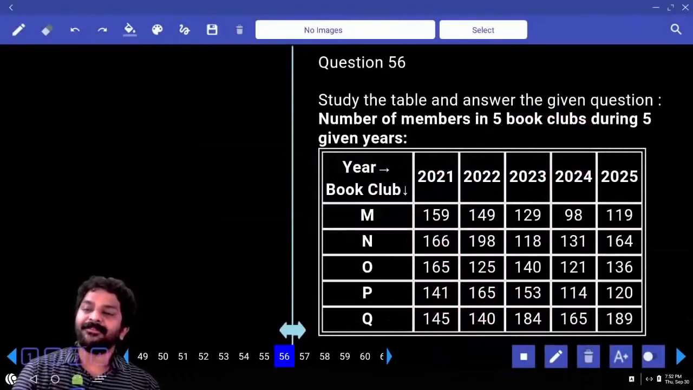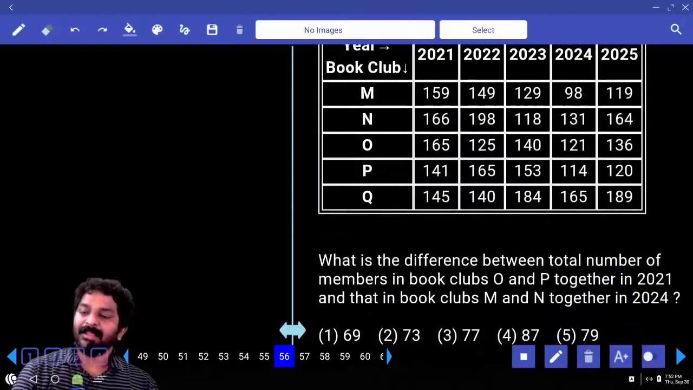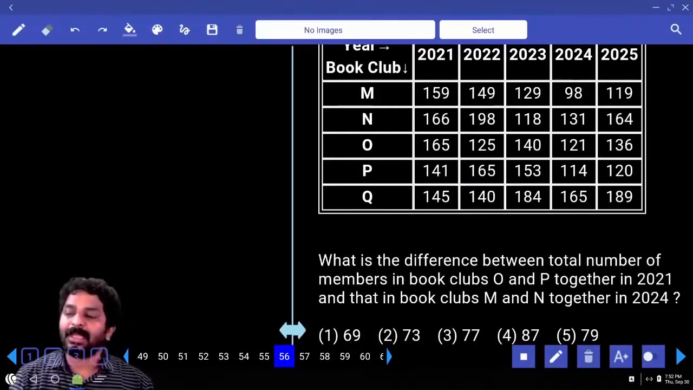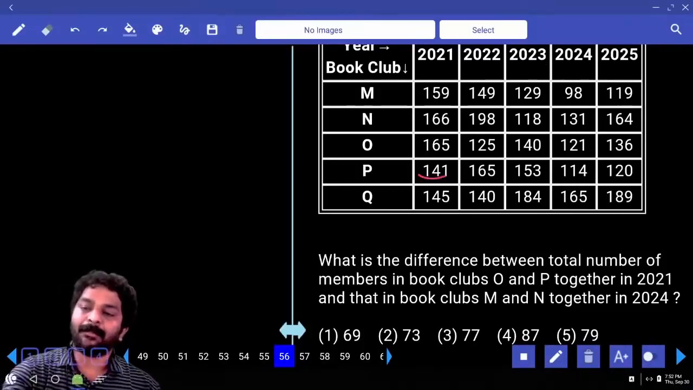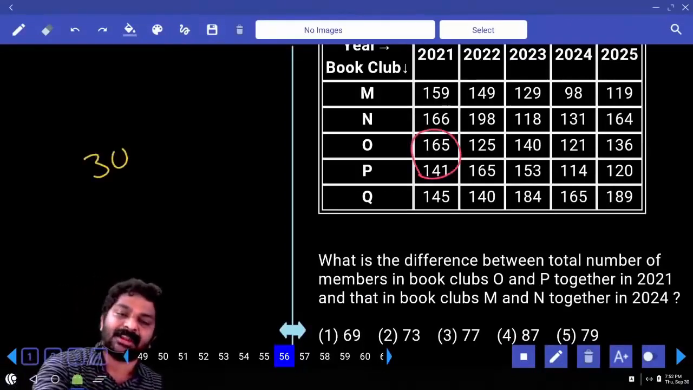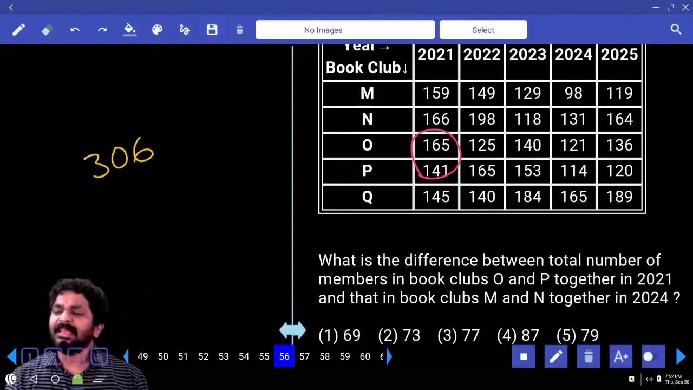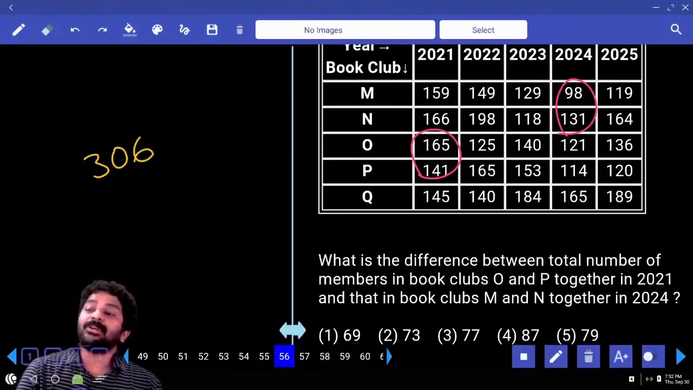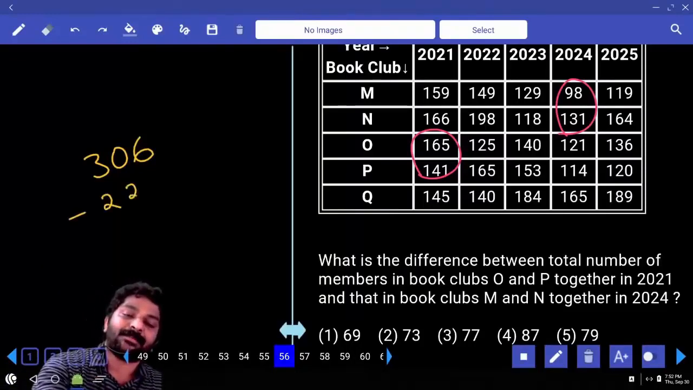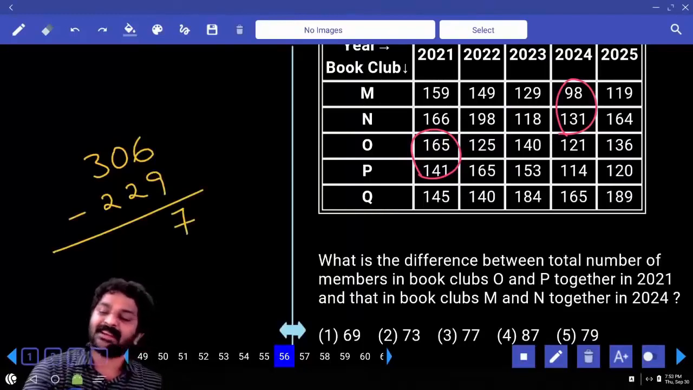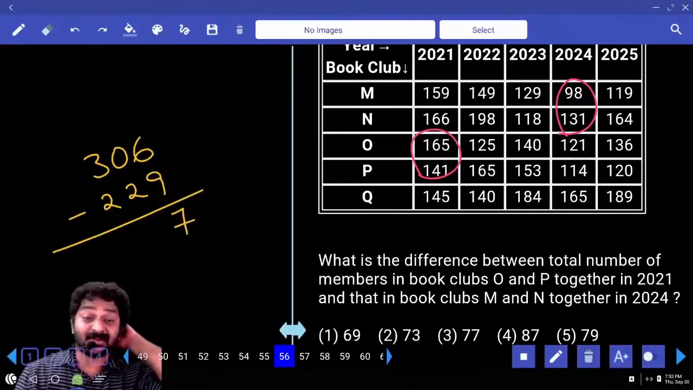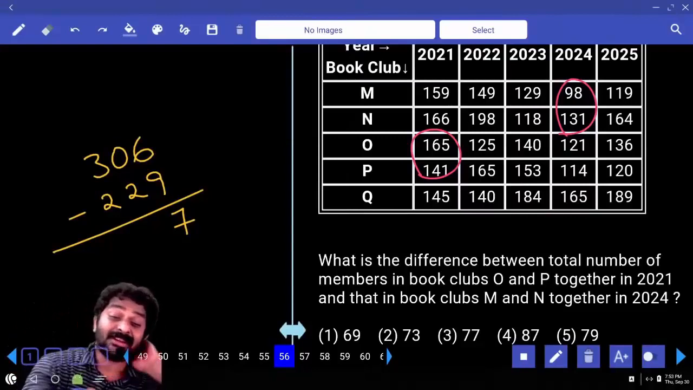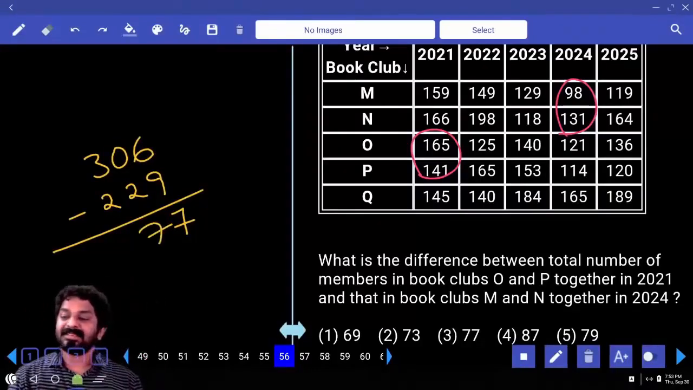Table analysis. Number of members in 5 book clubs during 5 given years together. Difference between total number of members in book clubs O and P together in 2021. That is equal to 306. M and N together in 2024, 229. From this, if you subtract 229, your answer must end with 7. 2 options are there. So we have to calculate. 29 minus 22, that is equal to 7 only. 77, third option.